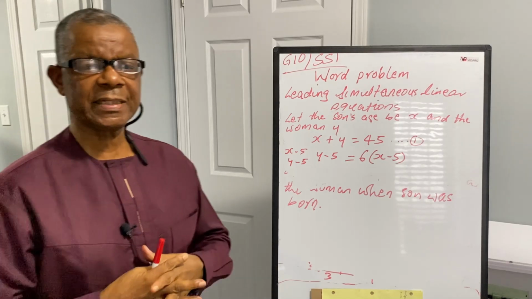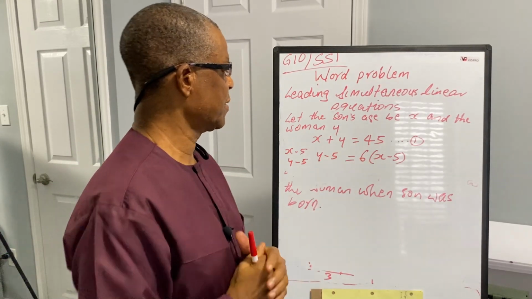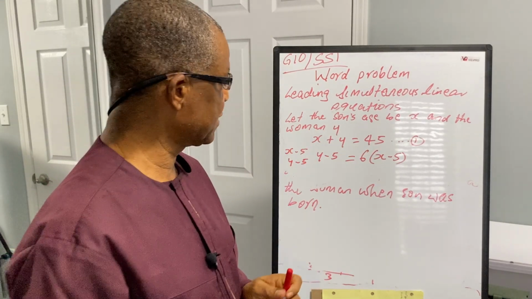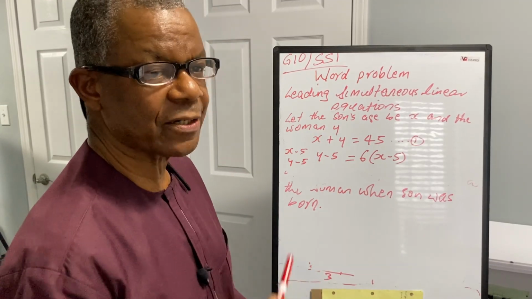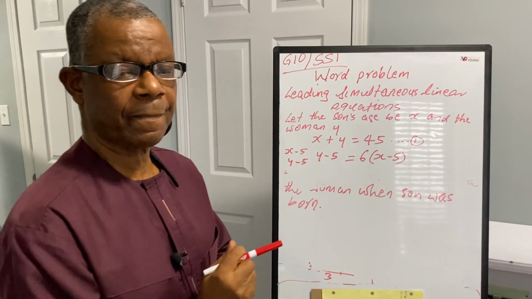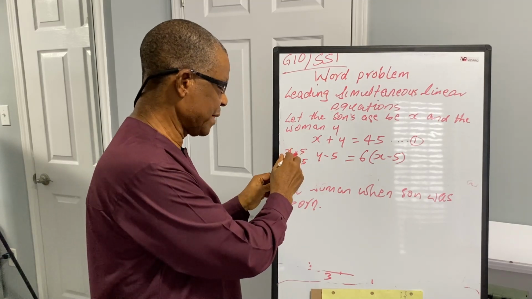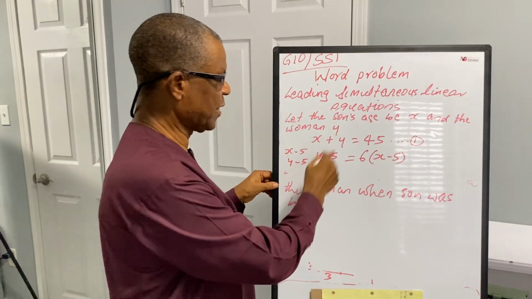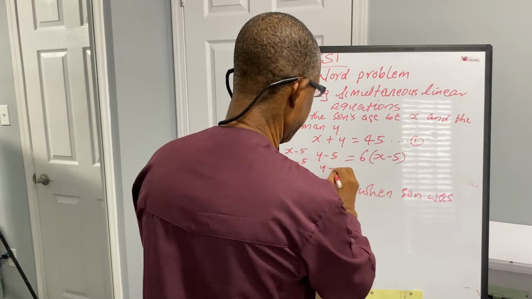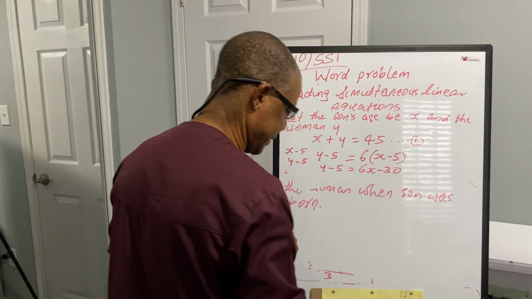Let's take it again. The ages of the son and the mother sum up to 45 years. And we have said let the son be X and let the mother be Y. So X plus Y is 45. And we are told that 5 years ago, the son was X minus 5 old, and the mother was Y minus 5 old. The question told us that at this time, 5 years ago, the mother was 6 times the age of the son. So the age of the mother 5 years ago was 6 times the age of the son. And so we now say Y minus 5 is equal to 6X minus 30. We open the bracket.